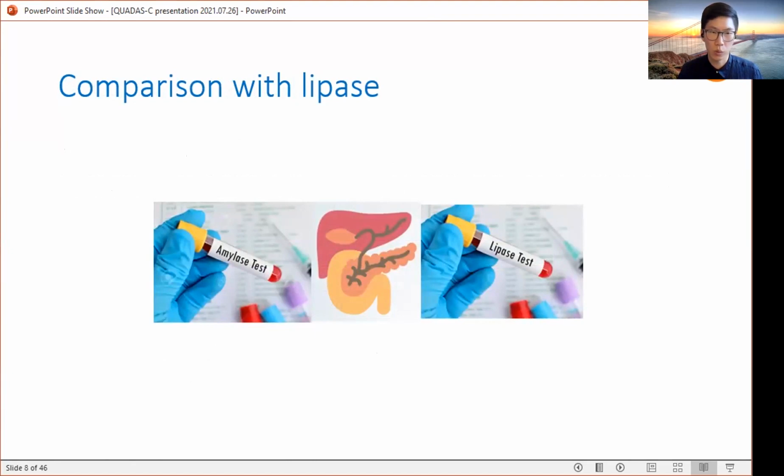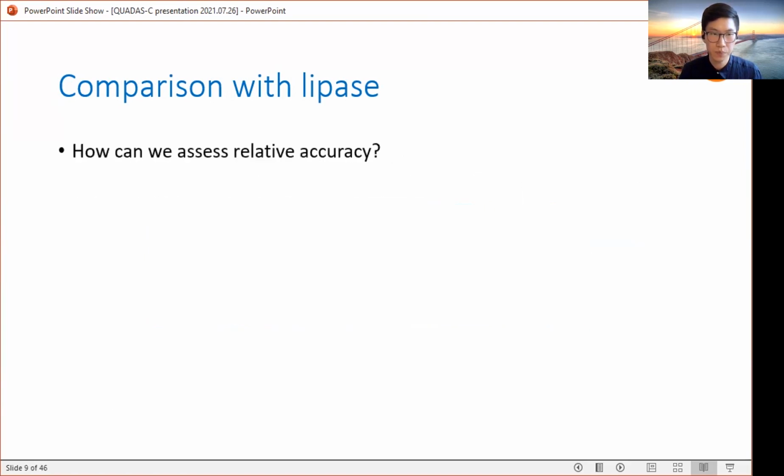Now, suppose that we don't only want to know the test accuracy for amylase, but also for lipase. And lipase is another enzyme that is frequently tested for the diagnosis of acute pancreatitis. And many clinicians think that lipase is more sensitive and more specific than amylase. So is lipase truly more accurate than amylase? How do we assess the relative accuracy of these two tests?